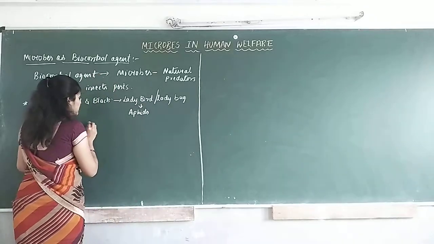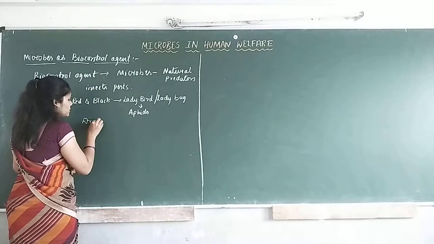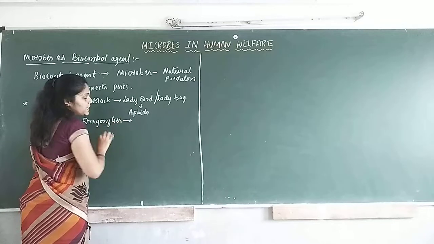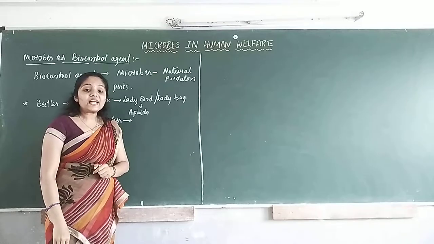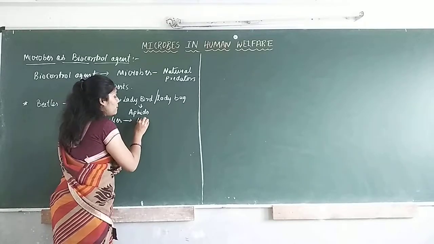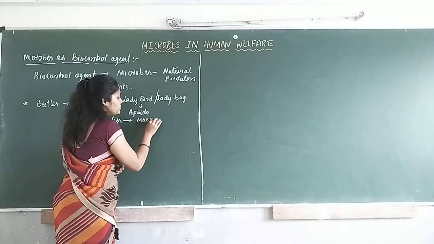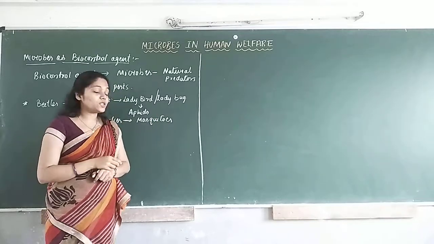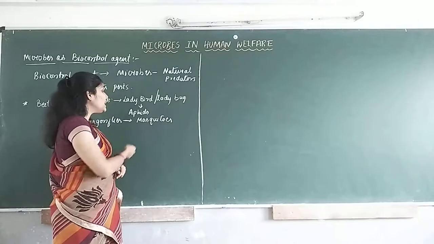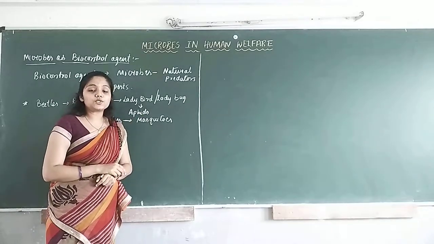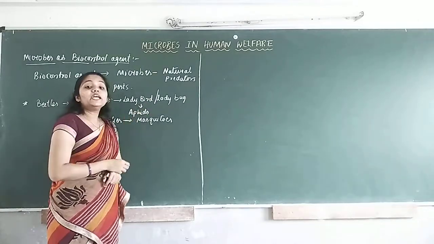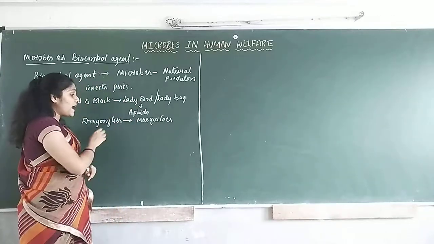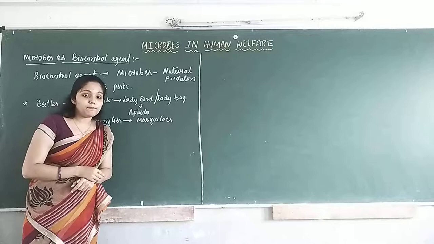And also the dragonflies. You know about the dragonflies, isn't it? These dragonflies control the mosquitoes. So here we are using the insects or beetles to control the aphids and the mosquitoes. The ladybird or ladybug is used to control the aphids, and the dragonflies control the mosquitoes.